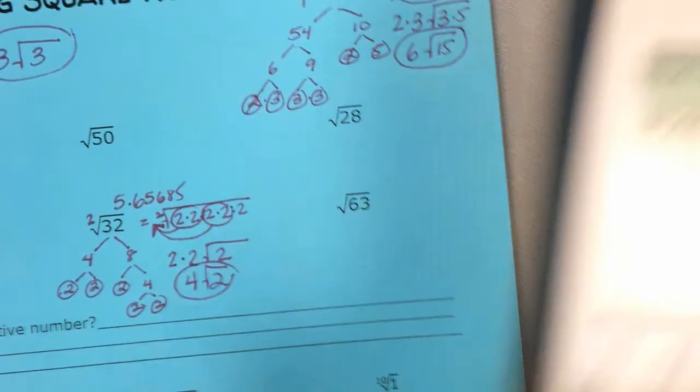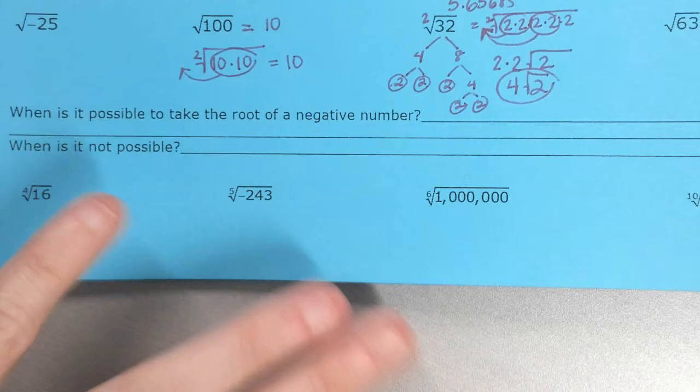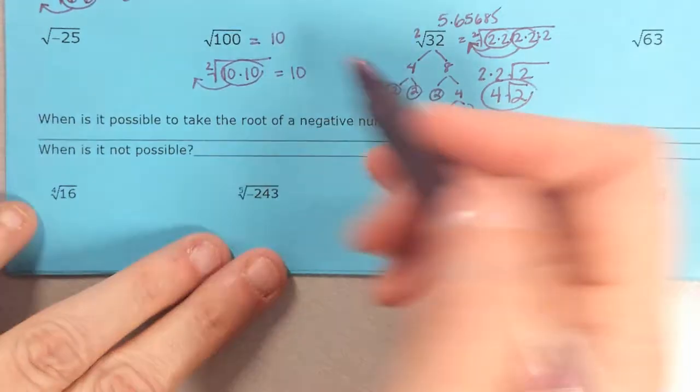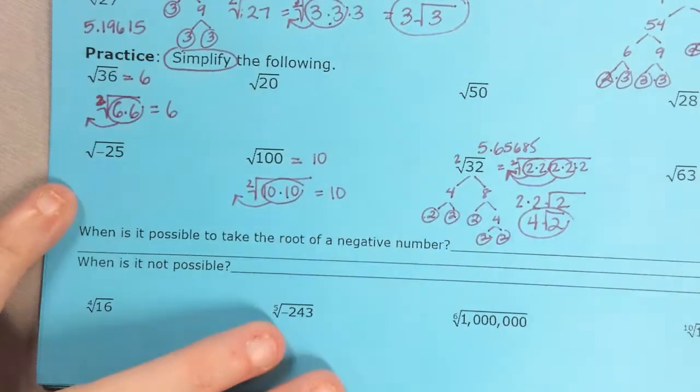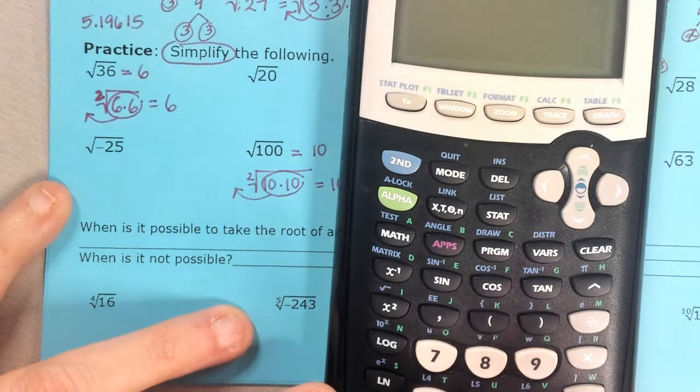Okay? Let's talk about a couple of other things really quickly. And again, we'll talk about this more in class. All right? This is kind of to whet your appetite. Let's take a look at this, right? Let's take a look at square root of negative 25. Okay? Square root of negative 25.